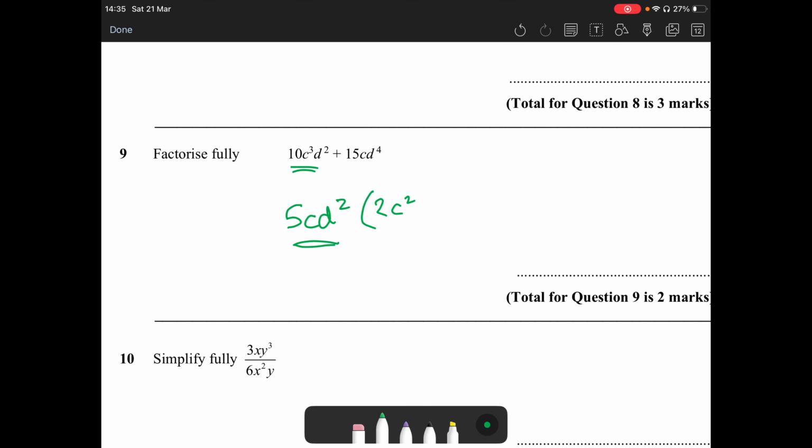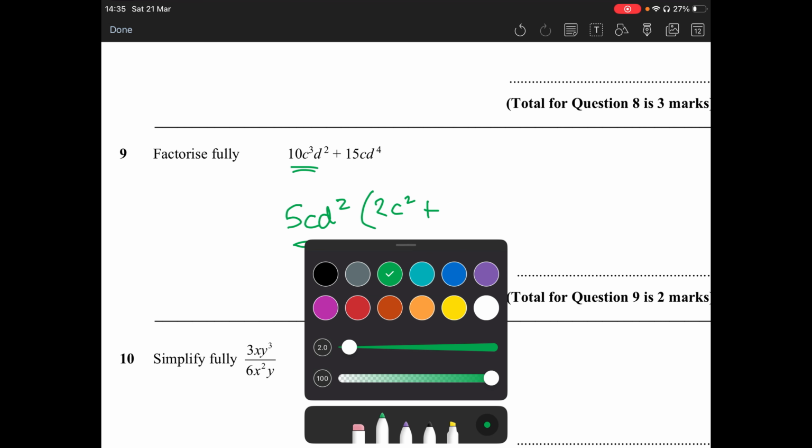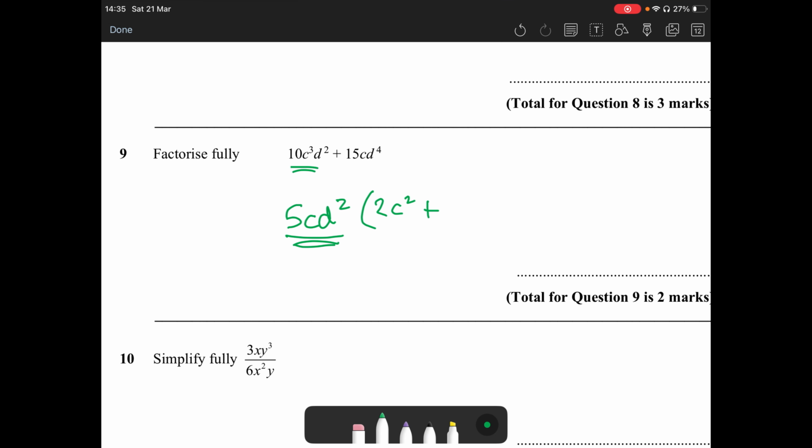Cool. Plus, what would I have to multiply 5CD squared by again to get 15CD squared? Well, I need 3, because 5 threes are 15. I've already got C, so that bit's fine. But I need not just one extra D, but D times D, so D squared. All right. And there we go. We've done it. So the answer is 5CD squared, bracket 2C squared plus 3D squared.